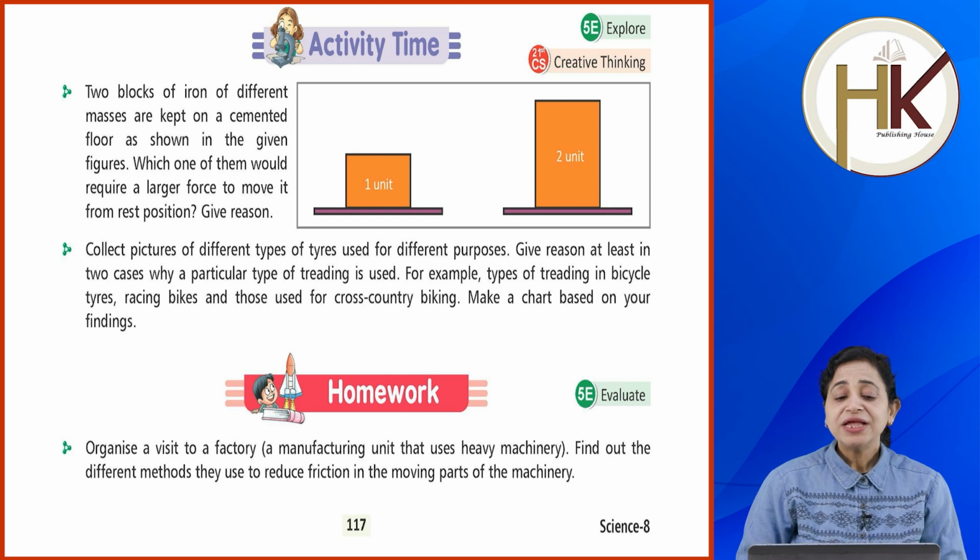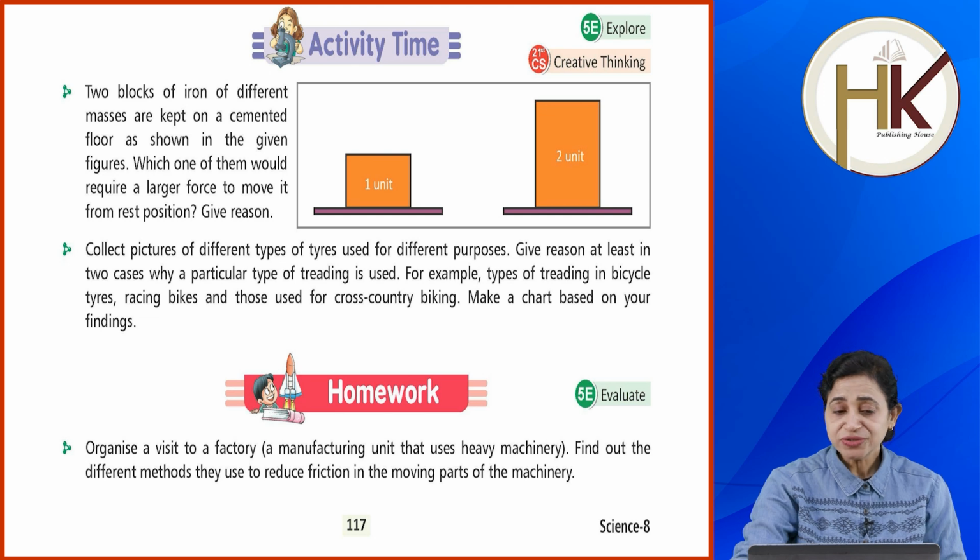Collect pictures of different types of tires used for different purposes. Give reason in at least 2 cases why a particular type of threading is used. For example, types of threading in bicycle tires, racing bikes and those used for cross country biking. Make a chart based on your findings.